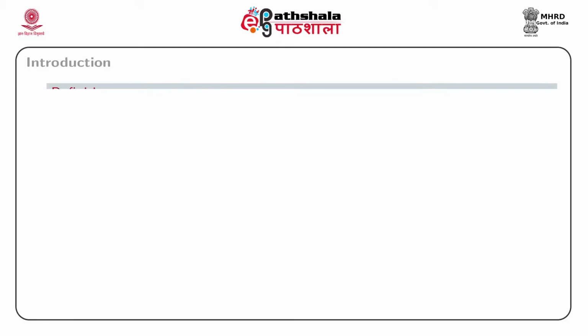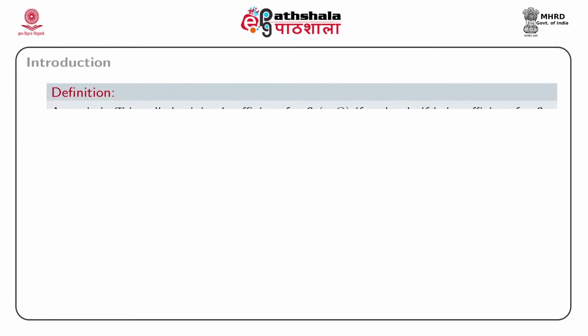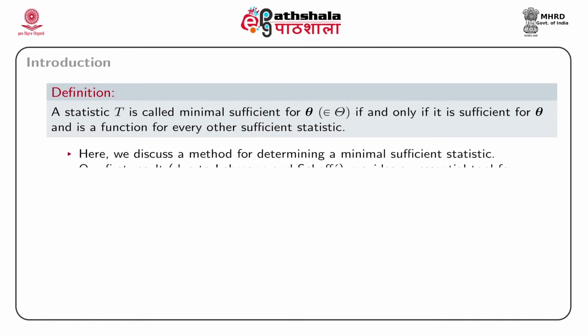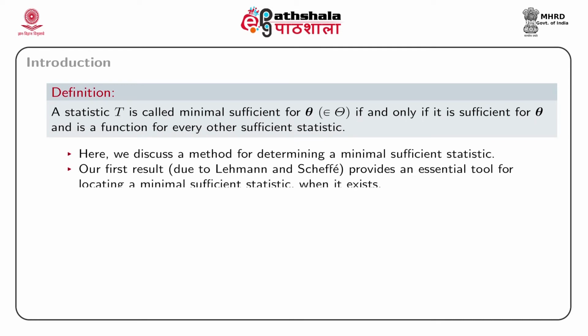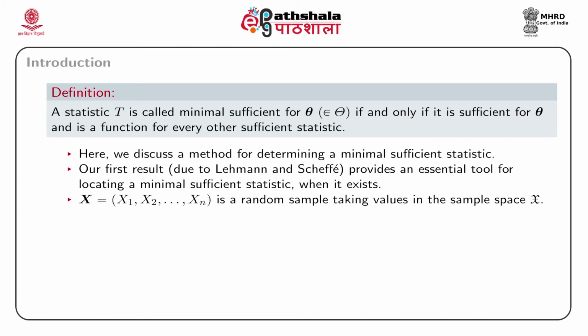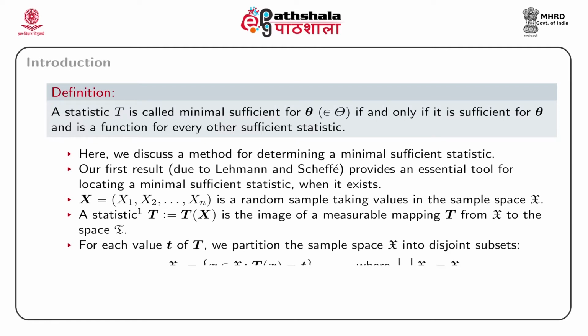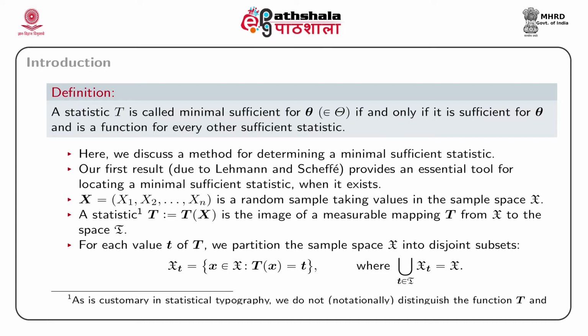In module 6, we have already introduced the concept of minimal sufficiency. We know that a statistic T is called minimal sufficient for an unknown parameter theta if and only if it is sufficient for theta and it is a function of any other sufficient statistic.